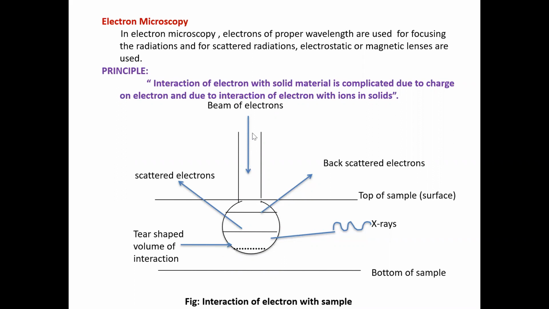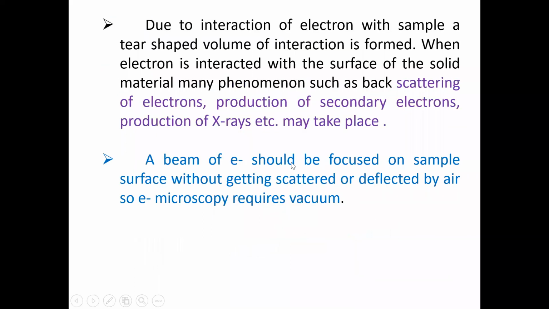Tear shape means that after the interactions of your electrons with the sample, this kind of interaction happens, so that is a tear shape interaction volume. Tear shape volume of interaction means just like an umbrella shape. This is the umbrella shape interaction, right? So this is the simple phenomenon which occurs in your sample.